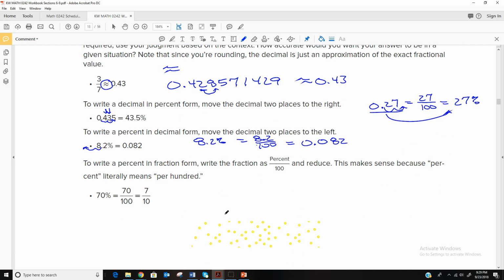And then if you start with a percent and you want to write it as a fraction, you could start with the percent, then you can write that over 100. So 70% is literally the same thing as 70 hundredths. And then if we reduce that, 70 hundredths, I can divide the top by 10 and the bottom by 10, and I get 7 tenths. So 70% is the same as 70 hundredths is the same as 7 tenths.